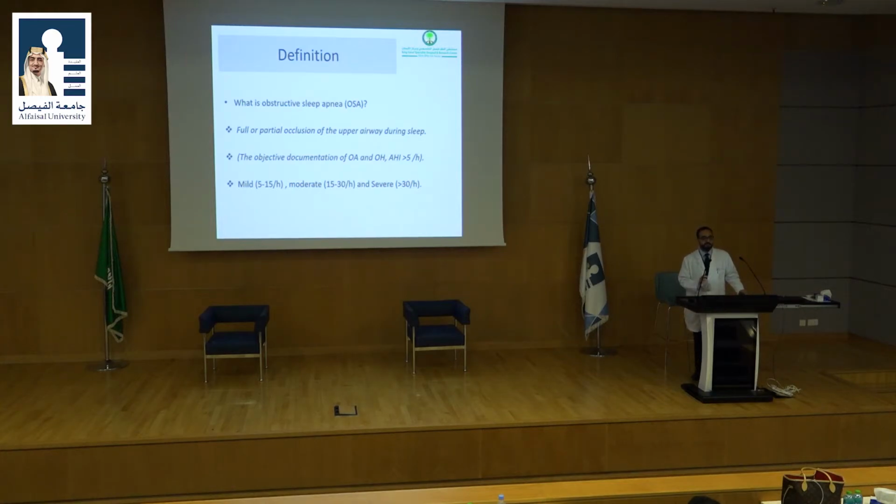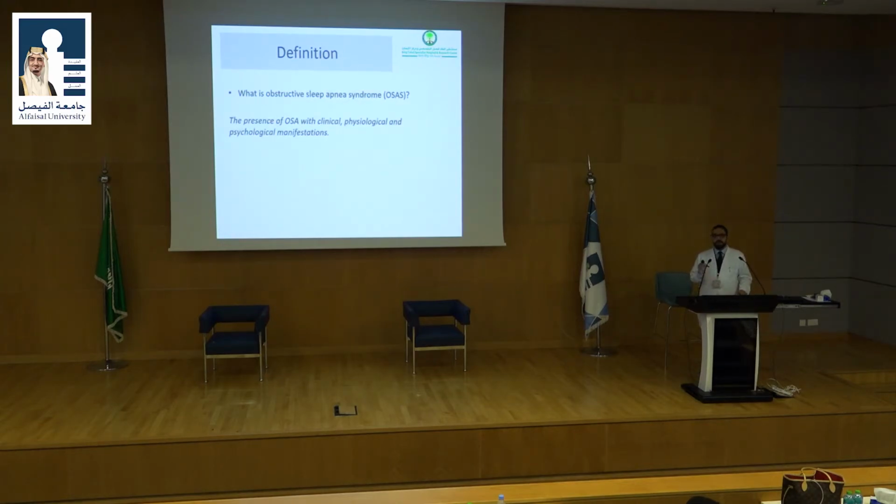So obstructive sleep apnea is what we see on the sleep study. We say that this is mild obstructive sleep apnea if the AHI is between 5 to 15 per hour. We call it moderate if it's 15 to 30 per hour, and we say this is severe obstructive sleep apnea if it's more than 30 per hour. Obstructive sleep apnea syndrome is what we see in the clinic. It is a patient who had a sleep study showing obstructive sleep apnea with the clinical, physiological, and psychological findings of obstructive sleep apnea.